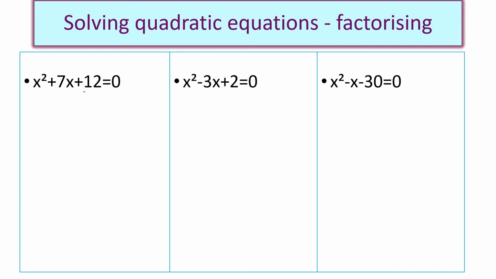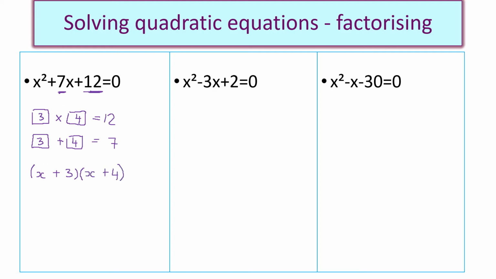I'm interested in those two numbers, 12 and 7. I want two numbers that I times to get 12, and the same two numbers that I add to get 7. I hope you can all see that the two numbers are 3 and 4. So when I factorize my expression, I get x plus 3 in one bracket and x plus 4 in the other bracket. And that is supposed to be equal to 0.